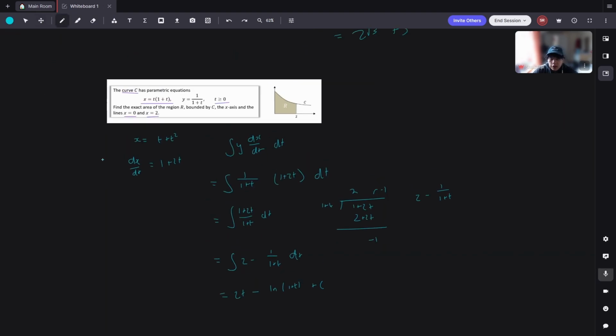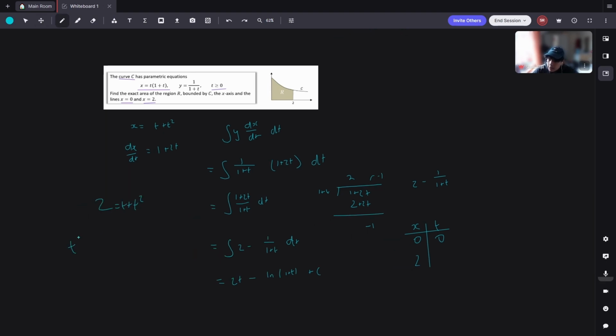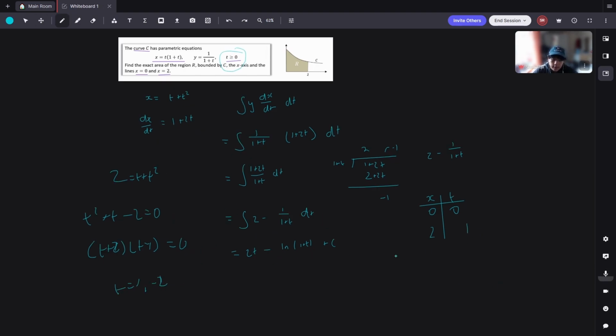Okay, and now we need to change the limits. The limits for x are 0 and 2, so we need the corresponding t values. When x equals 2, 2 equals t plus t squared. So t squared plus t minus 2 equals 0. This is (t plus 2)(t minus 1) equals 0, so t equals 1 or minus 2. Because we know that t is greater than or equal to 0, t equals 1 there.